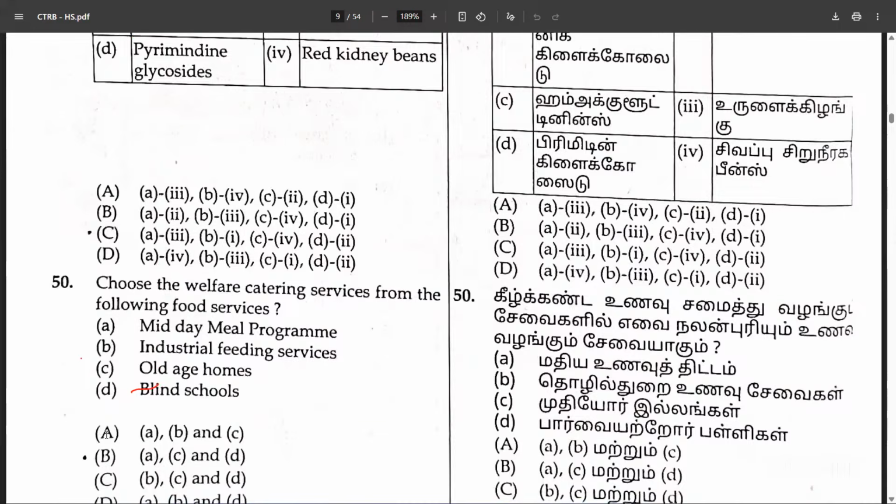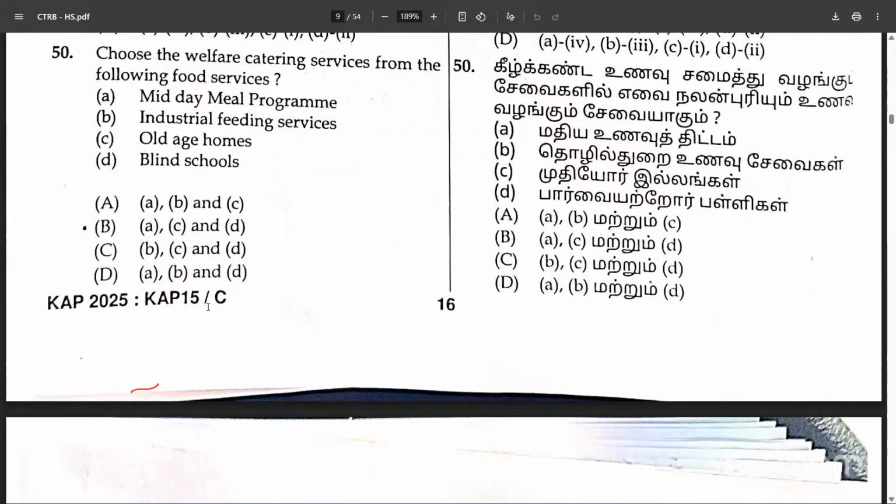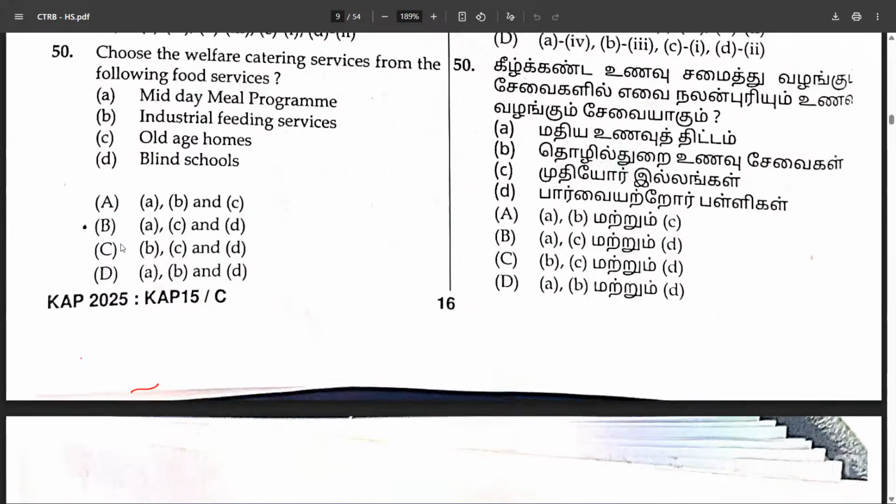Coming to the 50th question, which asks you to choose the welfare catering service from the following food services. Okay, catering service. So where are the catering services given in the example mentioned? A is midday meal program, B is industrial feeding service, C is old age home, and D is blind school. So here we'll simply eliminate B, industrial feeding service, and we'll get our correct answer. That will be A, C, D, that is midday meal program, old age home, and blind school. So we'll get B as the correct answer.